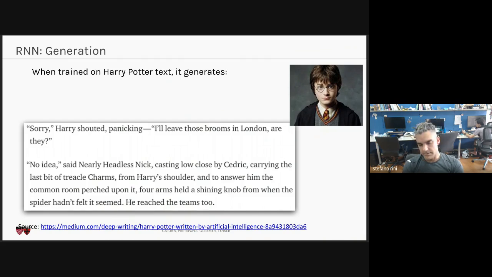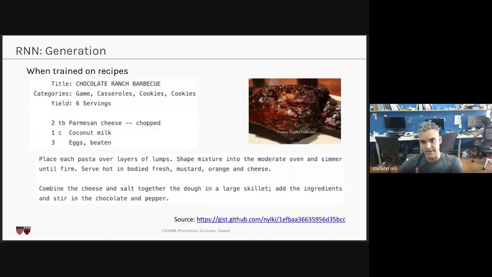And probably none of you has read Harry Potter. Already in my generation, it was a book for kids. So I'm not sure if this resonates with you guys.